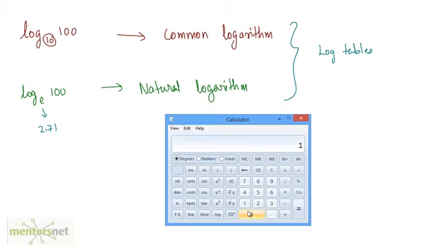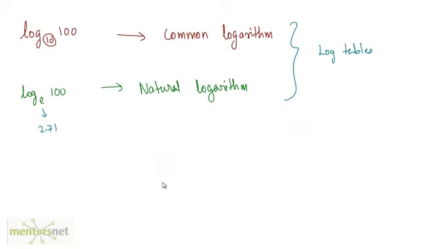So if I have to calculate the common logarithm of 1000, it should give me 3, because the base of a common logarithm is 10 and 10 raised to 3 is 1000. So it does give me 3. But if I calculate the natural log of 1000, it gives me something else. It gives me 6.90, because 2.71 raised to 6.90 gives me 1000. I hope you got the difference between these two types of logarithms. Of course, we can have a logarithm with any base.